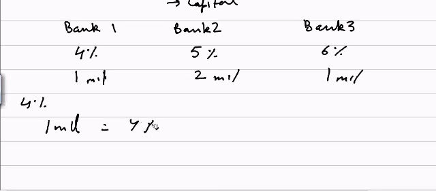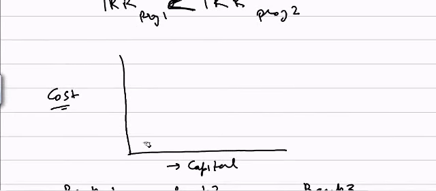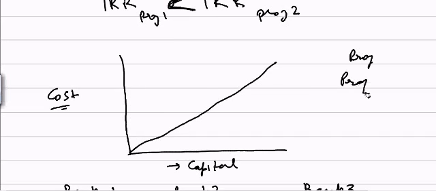As you go on increasing the capital, your cost of capital will increase, so your curve will look something like this. In the same way, if you look at the projects, suppose you have project 1, project 2 and project 3. Project 1 will give you 20%, project 2 will give you 15%, and project 3 will give you 10%. Your first preference will be project 1, so you will add your money to project 1.